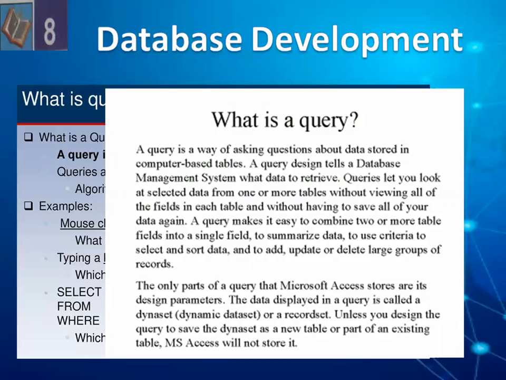The only parts of a query that Microsoft Access stores are its design parameters. The data displayed in a query is called a dynaset or a record set. Unless you design the query to save the dynaset as a new table or part of an existing table, MS Access will not store it.